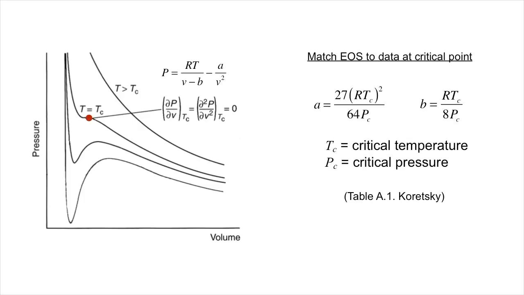The critical pressure and temperature have been measured for most pure substances, and some of that data is summarized in Table A1 in our textbook. Thus, one approach to modeling a real fluid is to look up critical properties, calculate A and B, and then apply the Van der Waals equation.